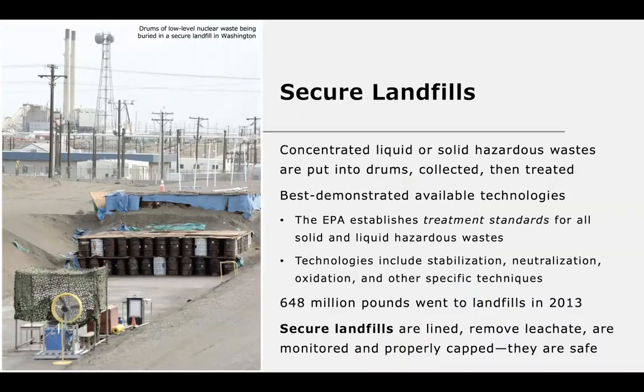Hazardous materials are handled in special landfills called secure landfills. In 2013, almost 650 million pounds of hazardous wastes went into landfills. These secure landfills are specially lined, with linings that are more robust than the ones used in conventional landfills. The leachate is removed and handled appropriately, and they are monitored very carefully and properly capped when they're filled up to the top. So these are considered a safe and appropriate treatment or management technology for hazardous waste in the United States.